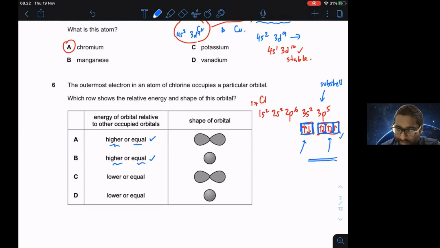But if you look at this, the orbital that they occupy, the outermost towards the end, will be more towards the 3p. So the shape of orbital that we are talking about is going to be the p orbital, rather than the 3s. The 3s or s orbitals are spherical in shape. So in this case, the answer will be A.